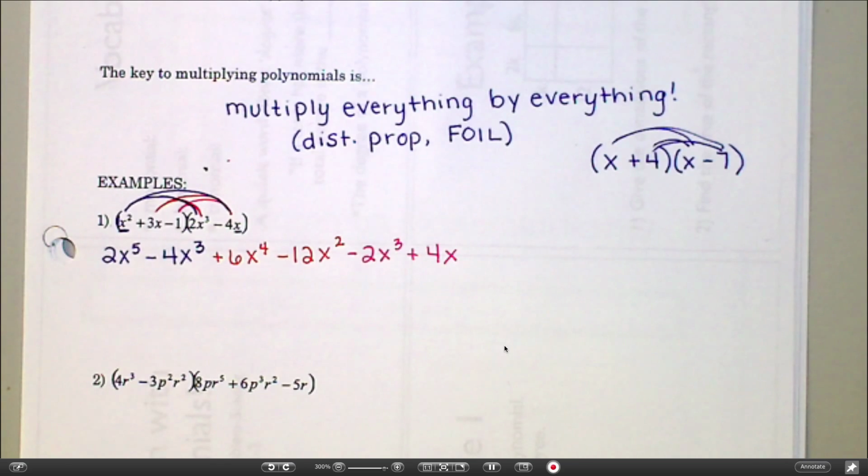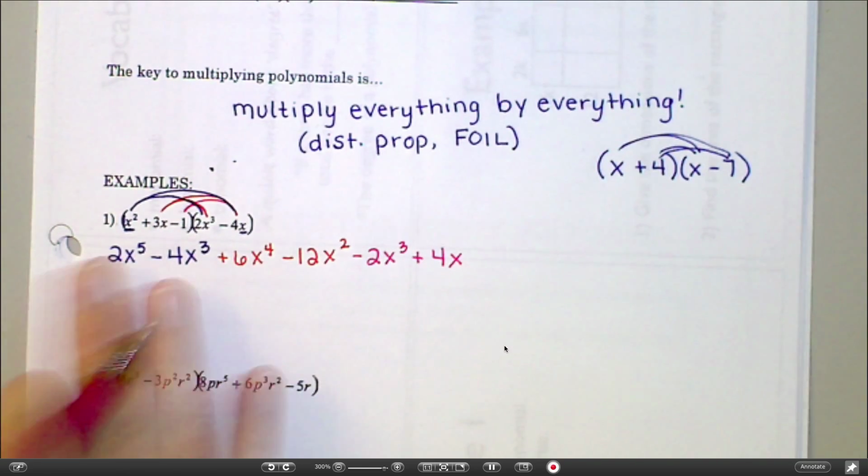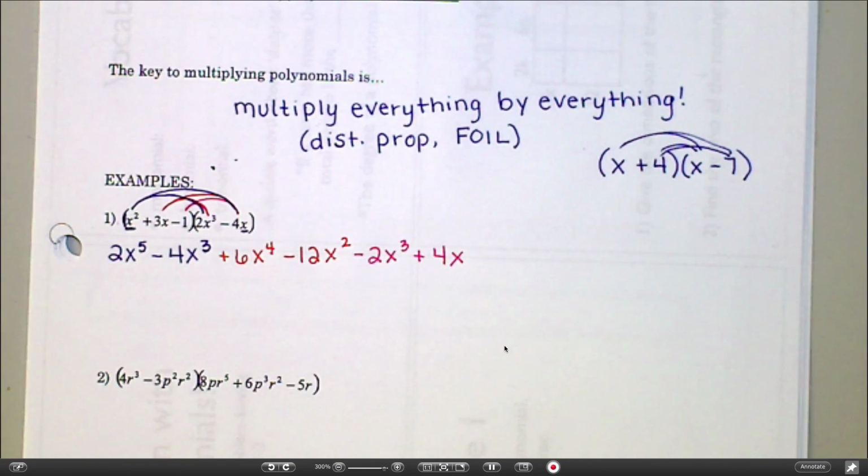Yep, just a second, I'll get there. Okay, so all I'm doing there is taking everything in that first parenthesis and multiplying it by everything in the second parenthesis. I got it. I got the answer. Okay, hold on just a second.